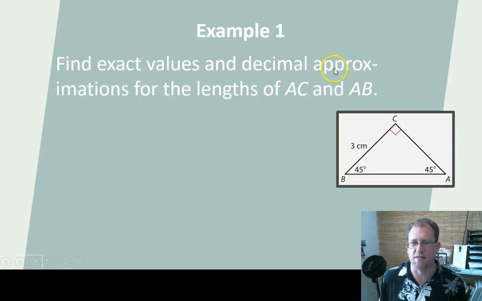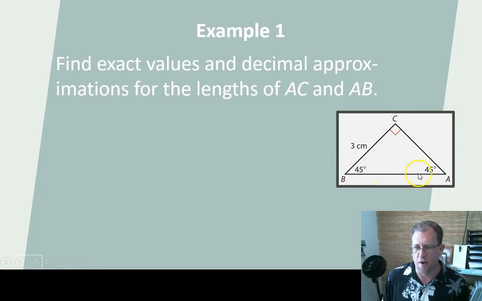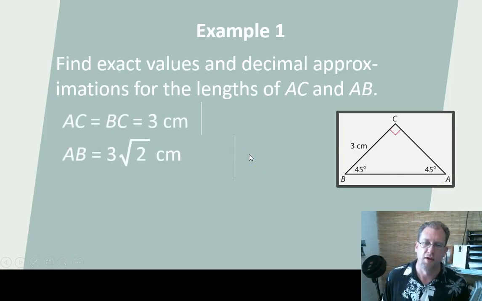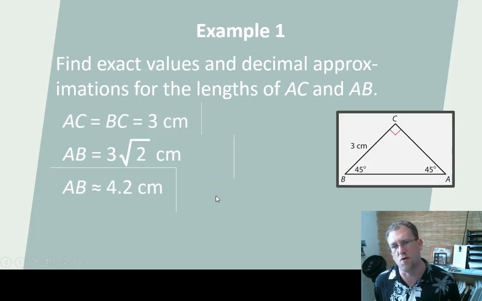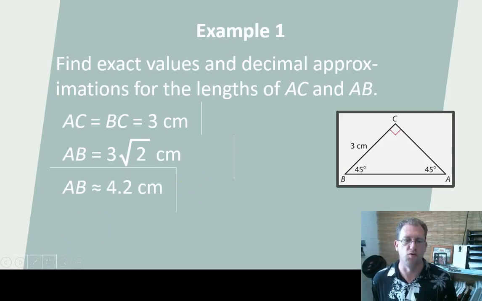Find the exact values and decimal approximations for the lengths of AC and AB. Well, this side is 3, and this is a 45, 45, 90, so that means it's an isosceles triangle, which means that if this is 3 centimeters, so is this. So AC equals 3. That's easy. And then the hypotenuse of that triangle will need to be radical 2 times 3 centimeters. So it's 3 radical 2 centimeters, and if you wanted the decimal equivalent, 3 times the square root of 2 is approximately 4.2. Okay, there you go. You'll do a bunch of things like that.